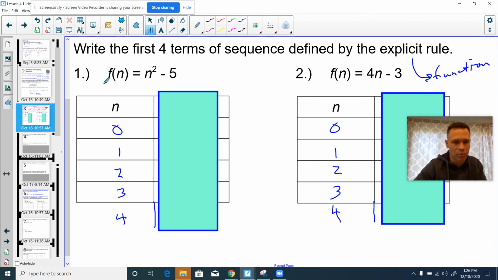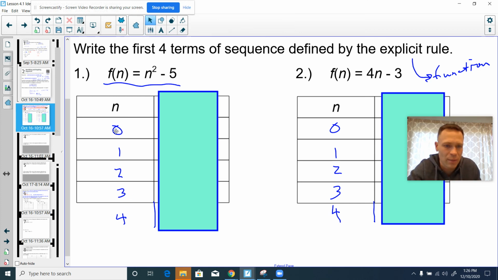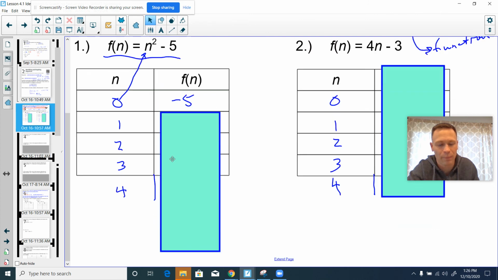So here's my explicit rule function, and what am I doing? I'm substituting in my first 4 values. Really, there's 5 here because I want to start at 0. So I have 0, 1, 2, 3, and 4 that I'm substituting in. When I substitute in 0, I'm literally putting 0 in for n. I'm taking 0 squared, and then subtracting 5 to get -5.